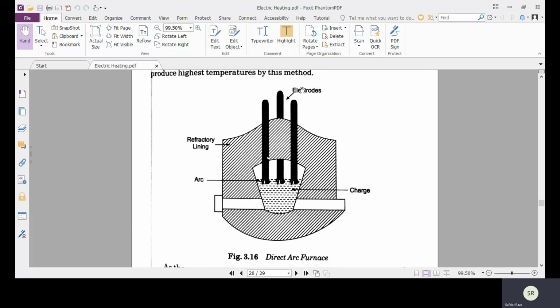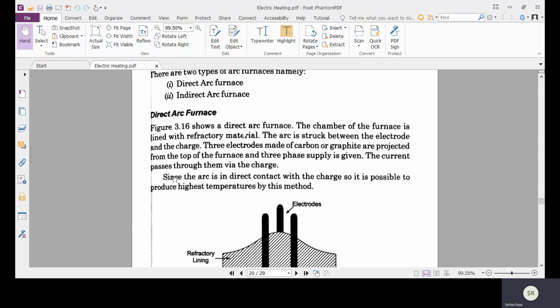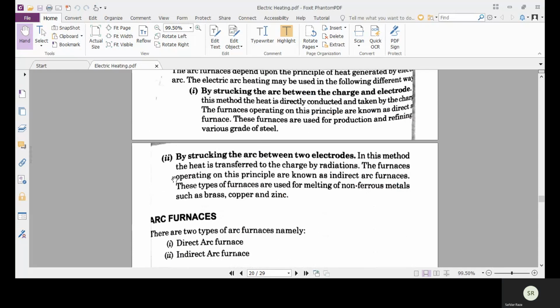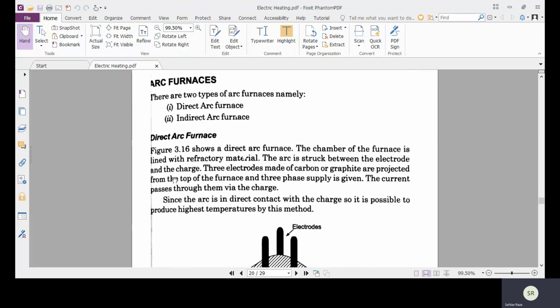The current is passed into the charge through these electrodes, and the arc is produced which is in direct contact with the charge, and it directly heats up the charge. So this phenomenon is called striking of arc between the charge and electrode.